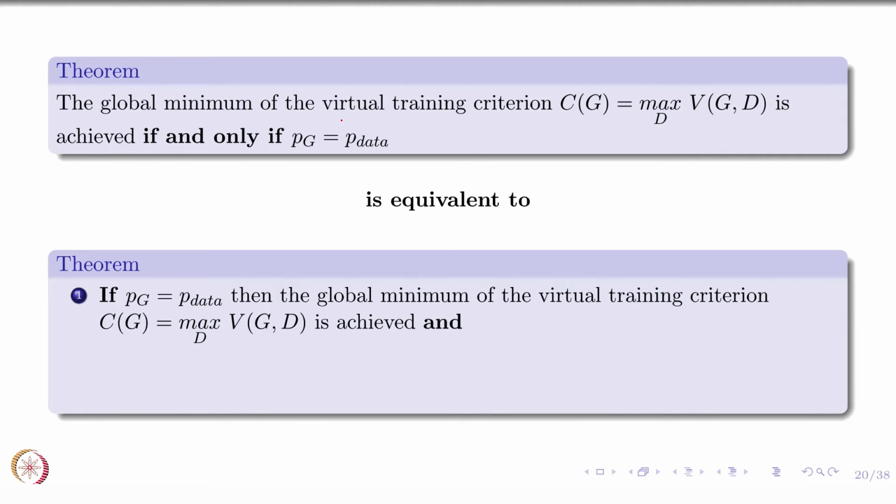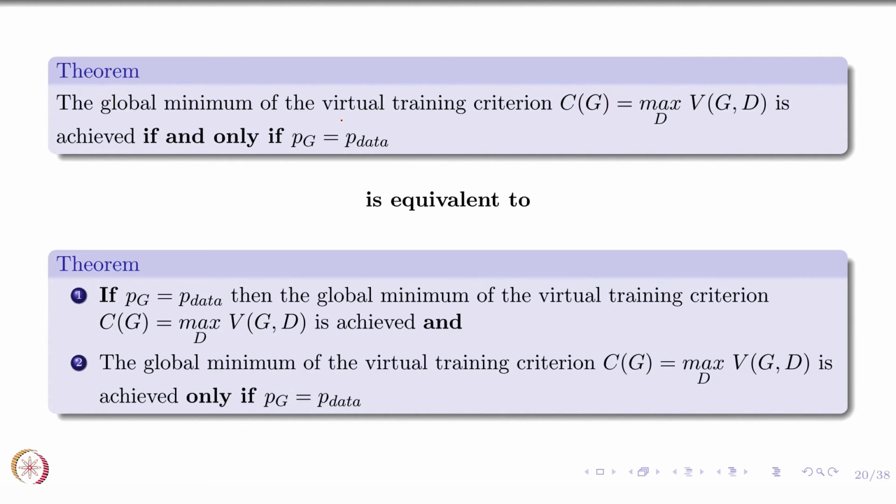So the if part is that if Pg is equal to P data, then the global minimum of the virtual criteria would be achieved, right? And the only if part is that if this is achieved, then Pg has to be equal to P data. There is no other way that could have been achieved. You get the difference between the if and only if part?